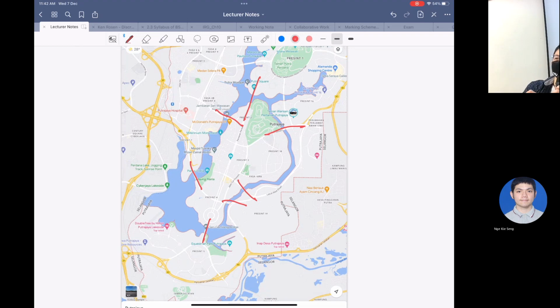Any Euler circuit on Putrajaya? No. Why is there no Euler circuit on Putrajaya? Anyone got any idea? I can give you about 2 minutes to think.